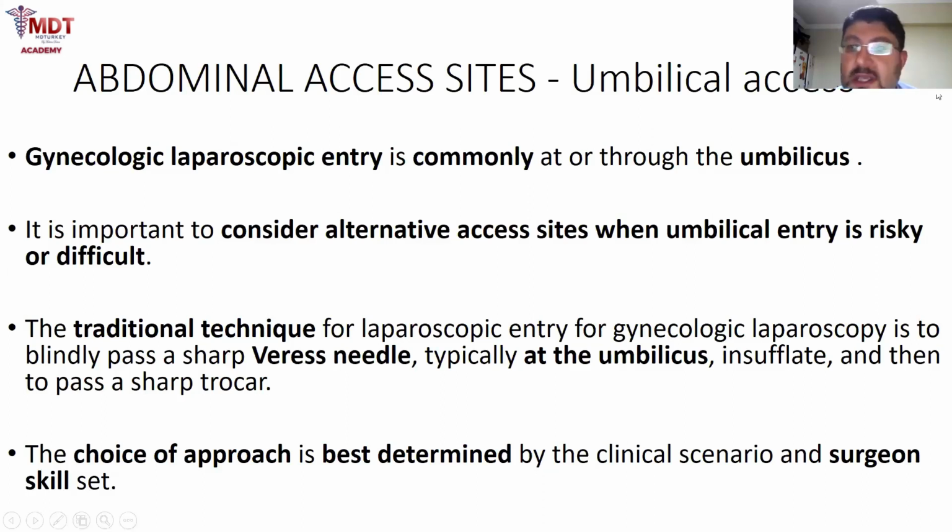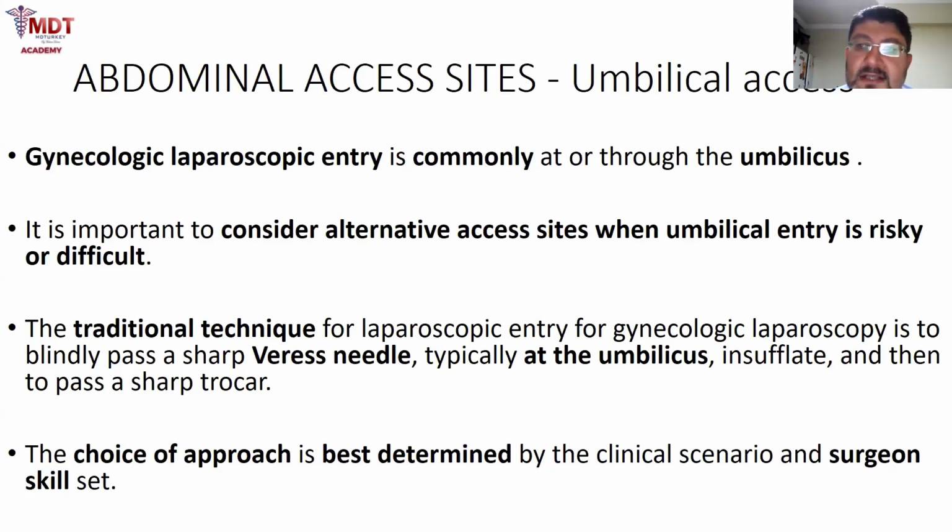We use the other alternative sites when umbilical entry is risky or difficult. As a traditional technique, we use, as we told in the last session, the Veress needle, and the access site is typically at the umbilicus. We insufflate, we create the pneumoperitoneum, and we pass the first trocar at the Veress needle site.